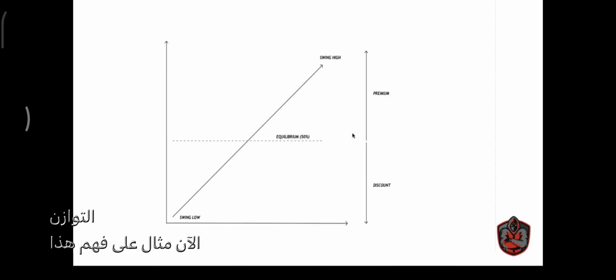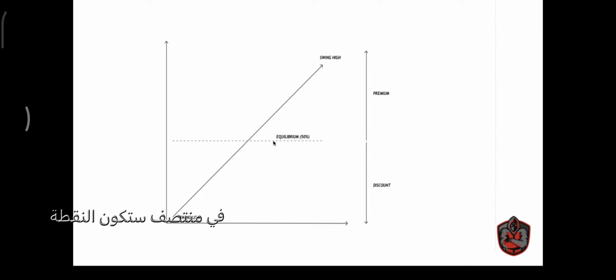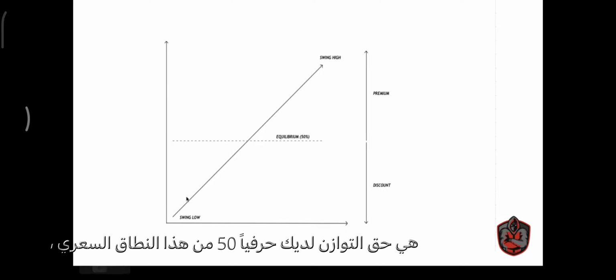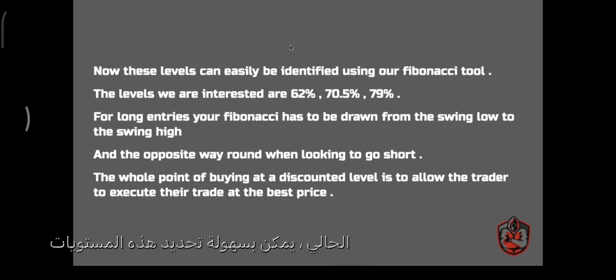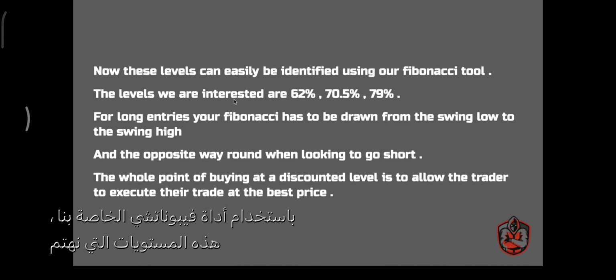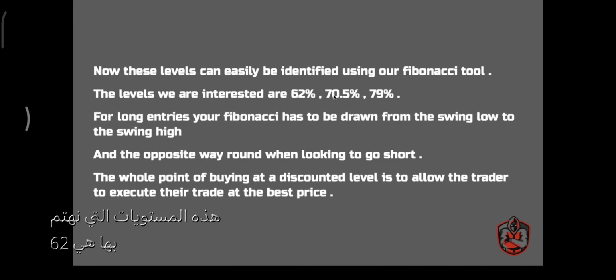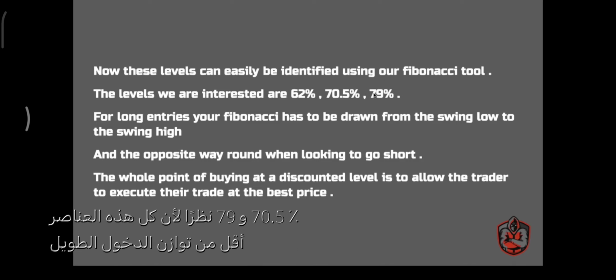Now, an example of understanding this, right? Say this is the low of a price range and this is the high of a price range. The midpoint would be your equilibrium, right? It is literally 50% of that price range. Anything above that is classified as premium, and anything below that is classified as a discount, right? Now, these levels can easily be identified using our Fibonacci tool. The levels we are interested in are 62%, 70.5%, and 79%, as all of these are below the equilibrium.